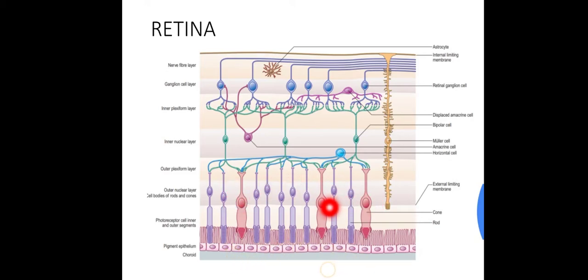At the level of the photoreceptor cells, they convert the visual stimulus into action potentials. The action potentials travel via bipolar cells and then to the ganglion cells. So bipolar cells act as the first order neurons in the visual pathway, while the ganglion cells act as the second order neurons. The ganglion cells have very long axons, and these axons come out from the eyeball at the posterior medial aspect of the eyeball through the optic disc.